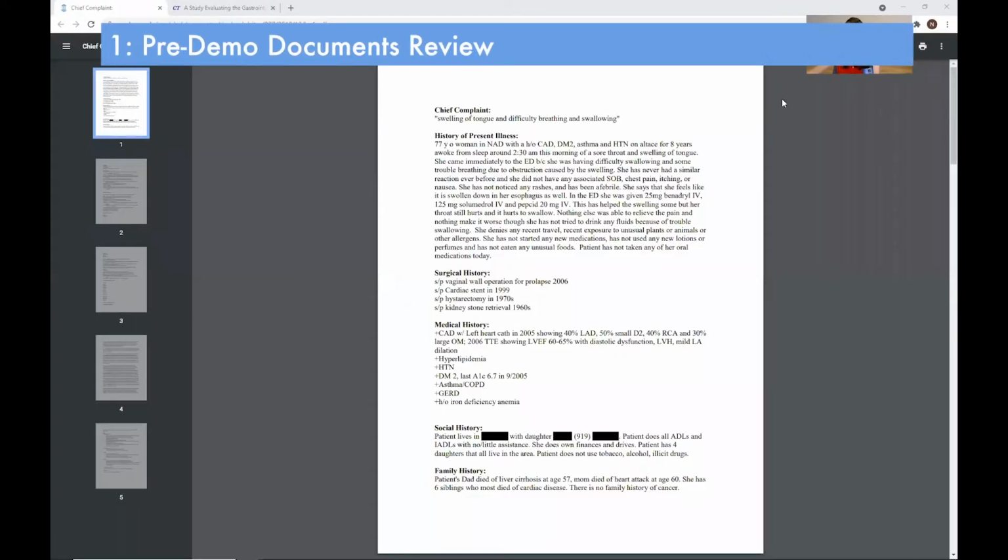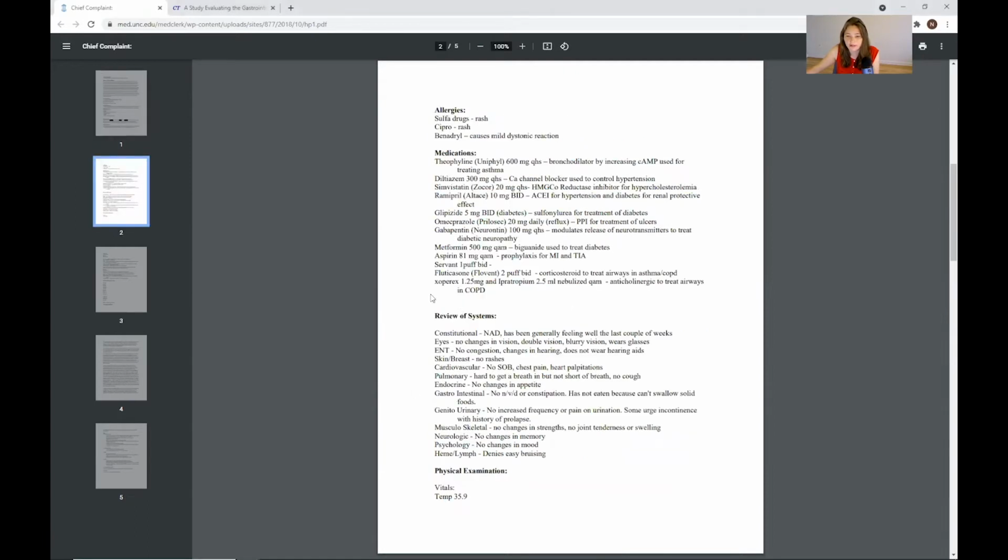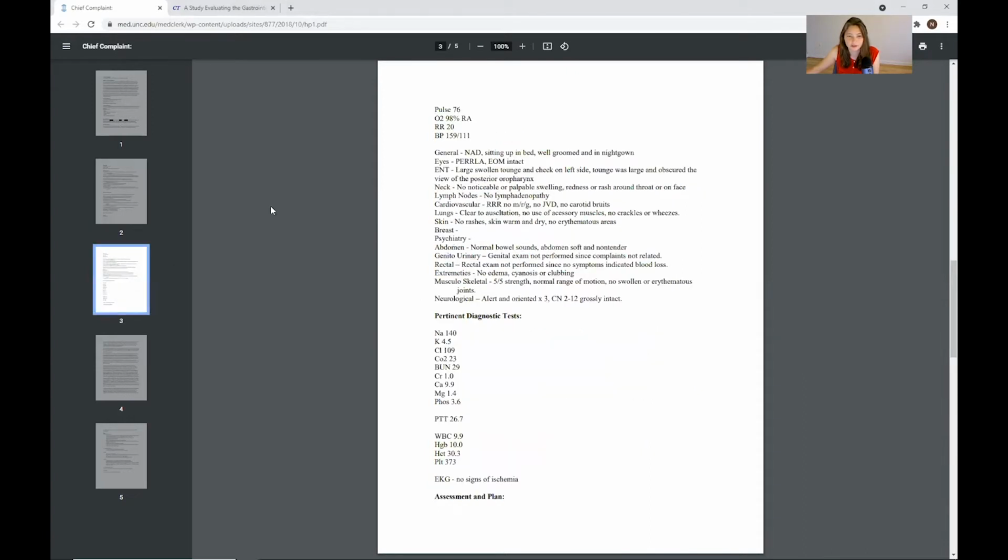So here we have a patient complaint as well as her medical history. And we see that we have the issue that brought her in today, that she came in with swelling of tongue and difficulty breathing and swallowing. And we have her history, including all of the medications and devices that she's taken. And it's a pretty comprehensive amount of information.